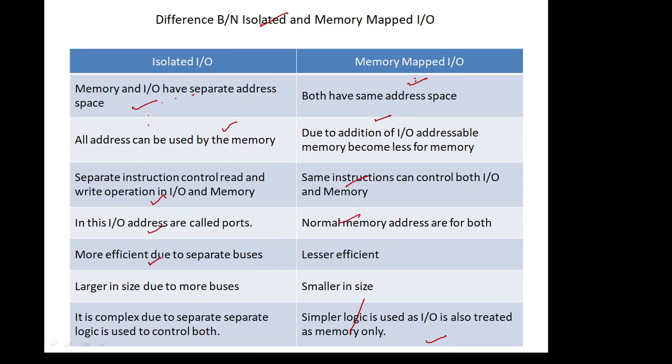Isolated IO is more efficient due to the separate buses. Memory mapped IO is less efficient. Why? Because the buses are common for both the IO and the memory. Isolated IO is large in size due to the greater number of buses, because we have separate buses. Memory mapped IO is small in size. Why? Because the buses are common. Isolated IO is complex due to the separate logic. Memory mapped IO is simple. Why? Because all buses are treated the same for both the memory as well as the IO. So these are the differences between memory mapped IO and isolated IO.